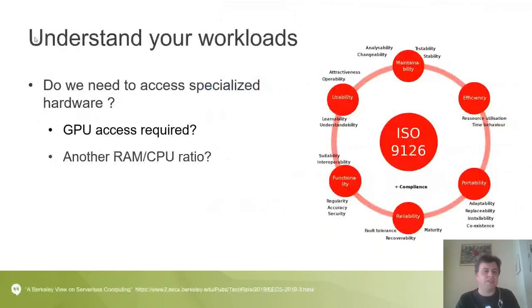But you also have to understand, do you need some kind of specialized hardware? For example, is GPU access required? Currently Lambda doesn't support GPU hardware, but it's probably not the use case because GPU is not very quick and Lambda is for low latency applications. So it's probably not even your use case. Also, if you write Lambdas as function as a service, you choose the memory and the CPU will be given proportional to the memory. But sometimes you have an application which doesn't need this RAM to CPU ratio, you need more RAM and low CPU and so on.